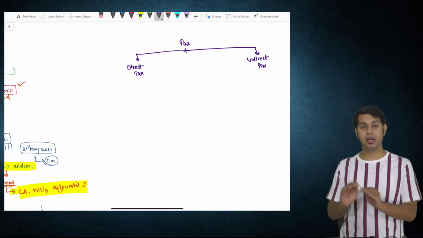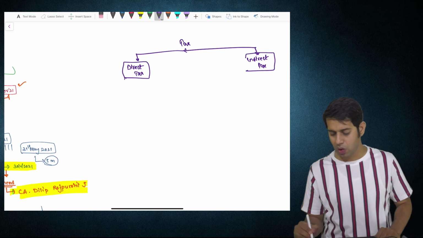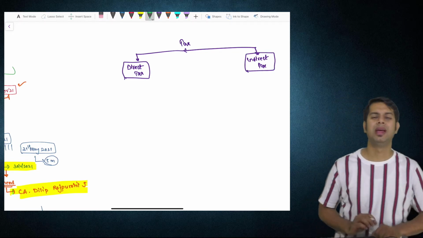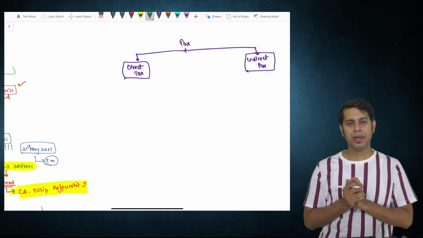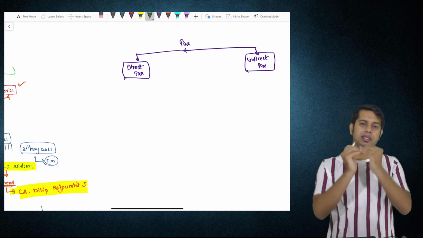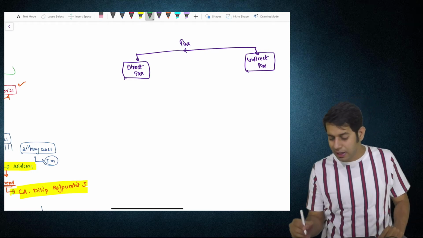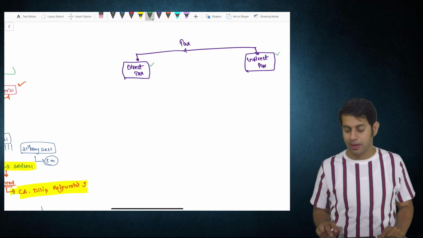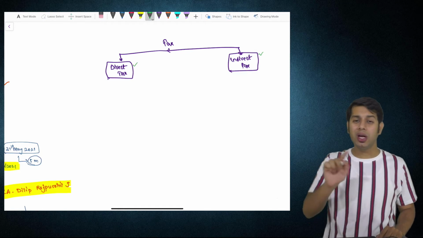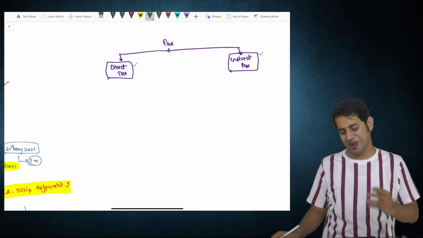Direct tax, indirect tax. What is the difference, sir? What do you mean by direct tax? What is this indirect tax? Direct tax is something which you are directly paying to the government. If there is some amount which is directly paid by you to the government, that is direct tax. Indirect tax is an amount which is not directly paid by you. It is indirectly paid by you to the government. Sir, what are you telling, sir?